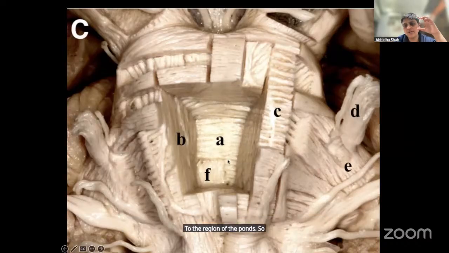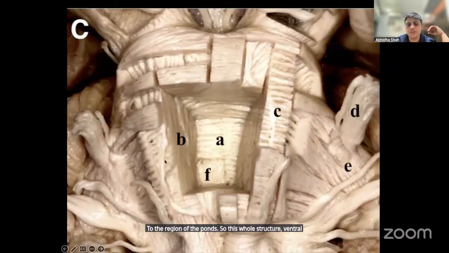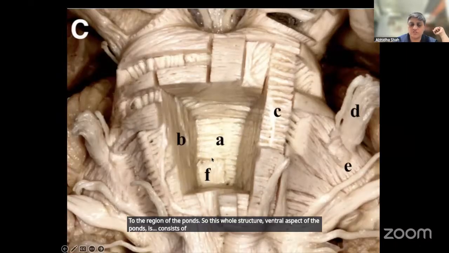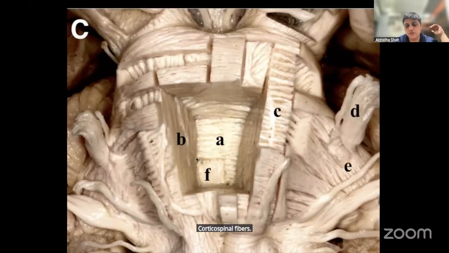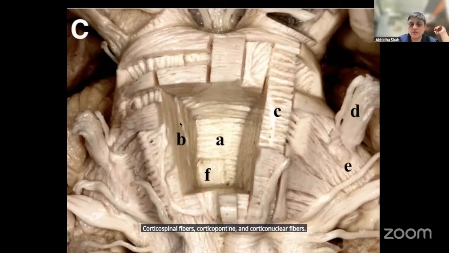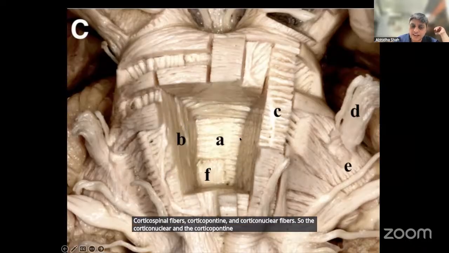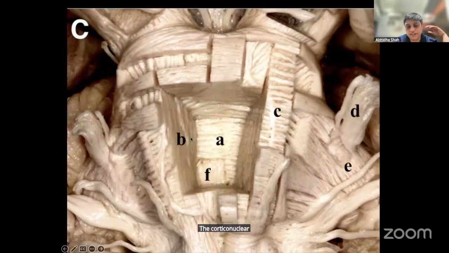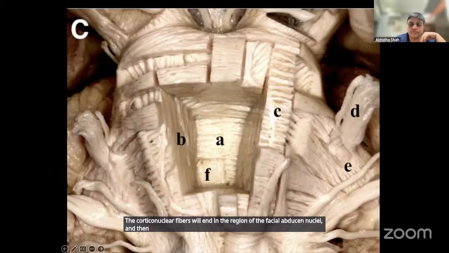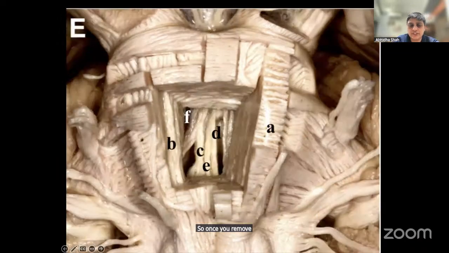So this whole structure, ventral aspect of the pons, consists of these transverse pontocerebellar fibers, corticospinal fibers, corticopontine, and corticonuclear fibers. So the corticonuclear and the corticopontine fibers end in the region of the pons. So the corticopontine fibers go to the pontine nuclei. The corticonuclear fibers will end in the region of the facial, abducent nuclei, and then go on further into the various tracts. So once you remove this transverse layer, you see longitudinal fibers again coming into the picture.